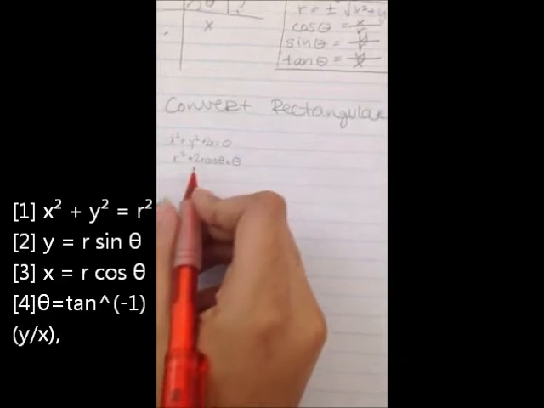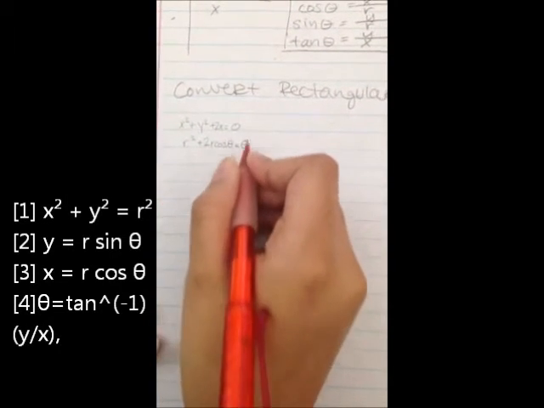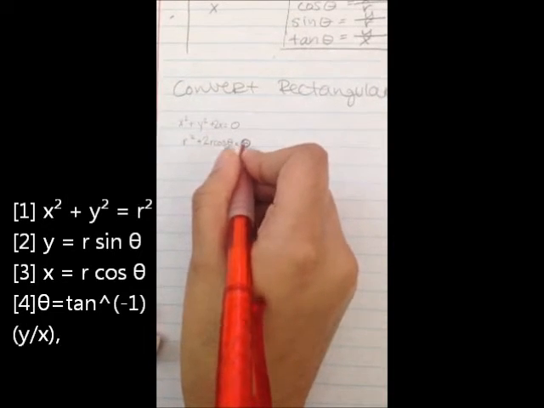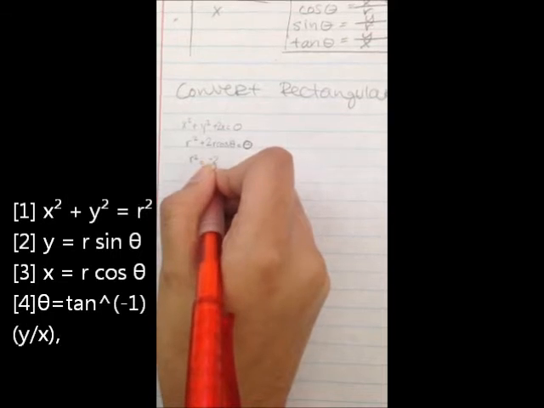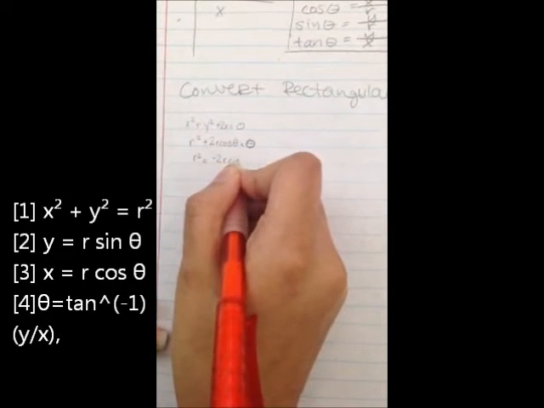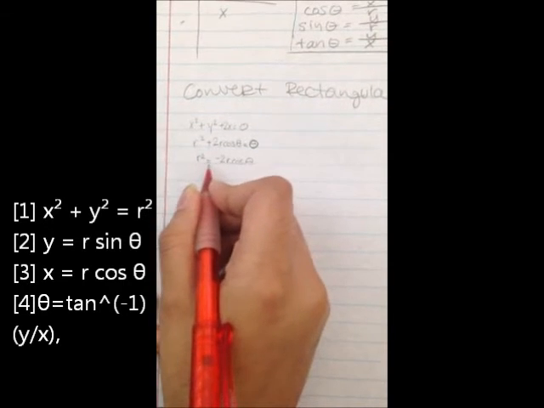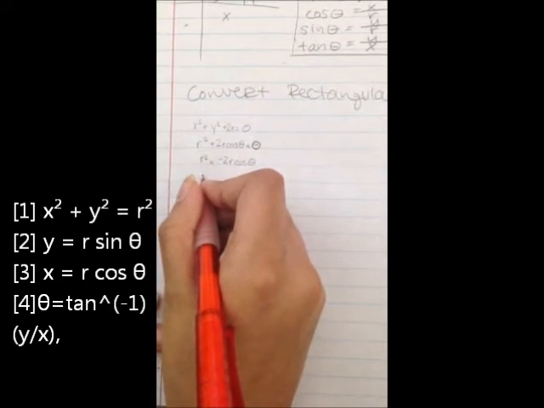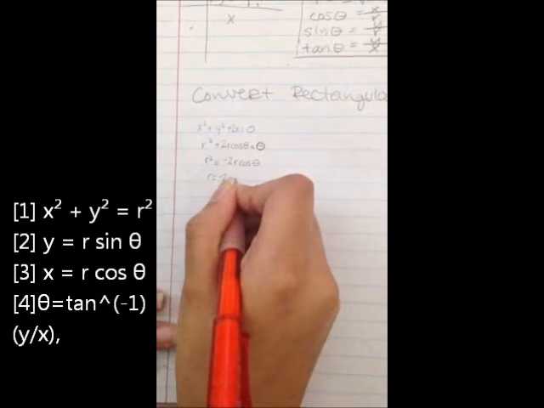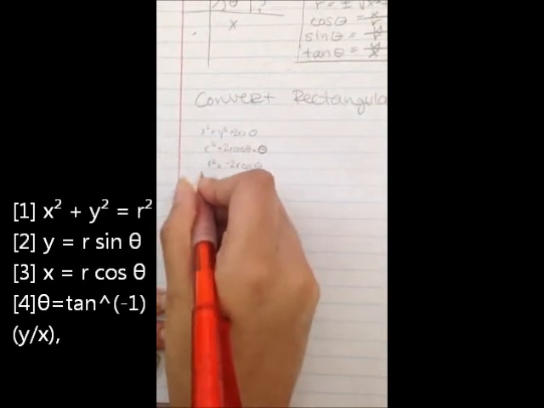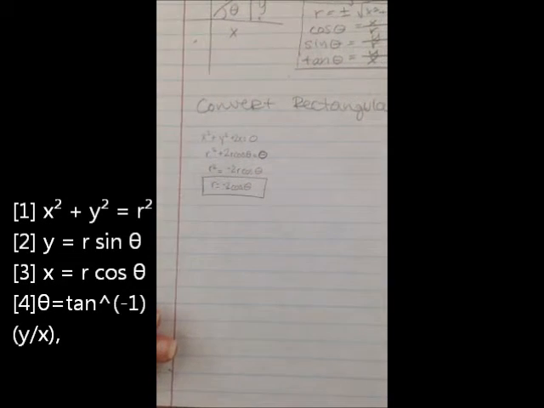So from here, what we're going to do is move 2r cosine theta to the other side. The right side is a 0. So it becomes r squared equals negative 2r cosine theta. So now we want all of the r's on one side, so we're going to divide both sides by r, which leaves you with r equals negative 2 cosine theta. And this would be your final answer, and there you go.